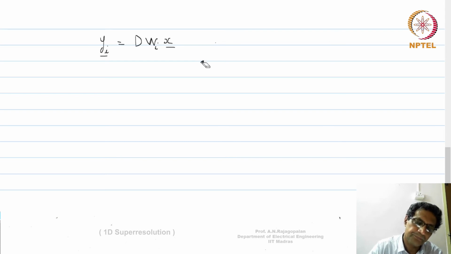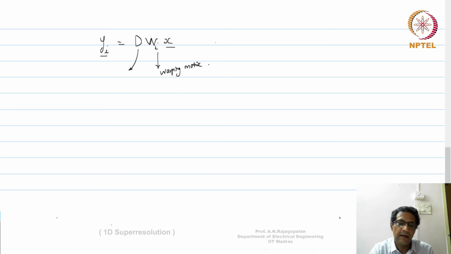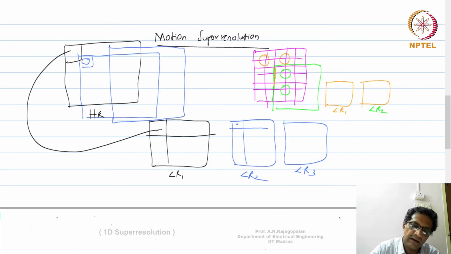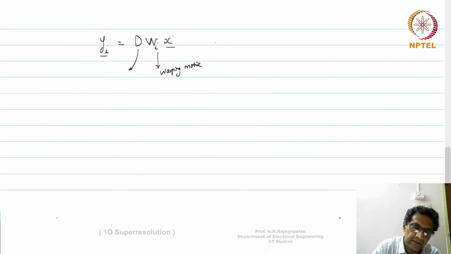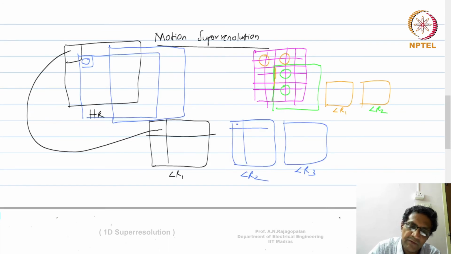Now what is the role of each term? This D we know already: it is a downsampler and averager. This W is the warping matrix. So what this means is that when you took an image here, corresponding to that you had LR1. When you say you're going to superresolve X, you get X, which is a superresolved version of Y1, in fact, because Y2 is coming from something else, which is not the original X.